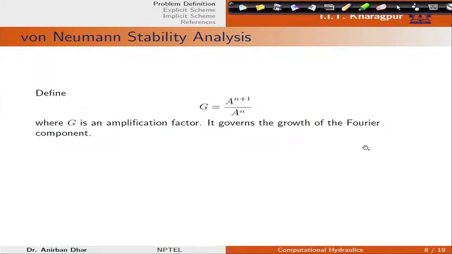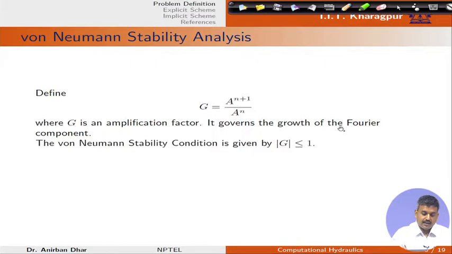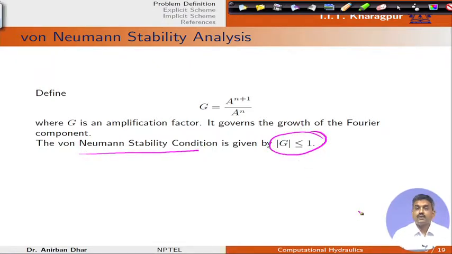We can define the amplification term. It governs the growth of the Fourier component, and in this case we can define the von Neumann stability condition. This is: modulus of g should be less than or equal to 1.